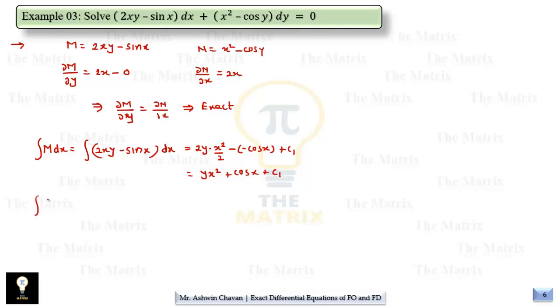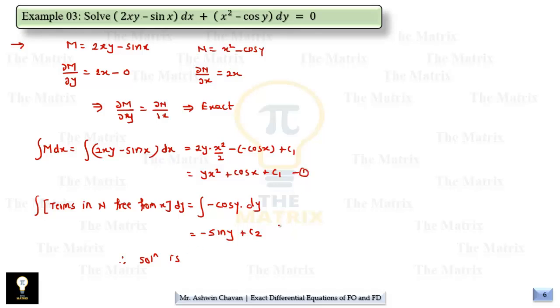And the terms in N free from x, integrated with respect to y: there is a term which is free from x, minus cos y, so minus cos y dy. We know that the integral of cos y is sin y, so it remains minus sin y plus c2. Therefore, the solution is the addition of this 1 and 2. So it is x square y plus cos x minus sin y is equal to all the integral constants collected together. So this is our final answer.